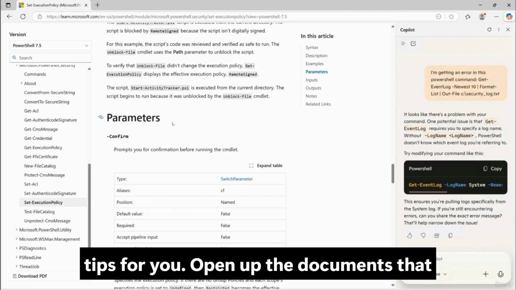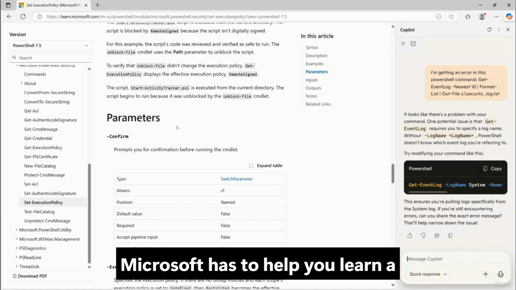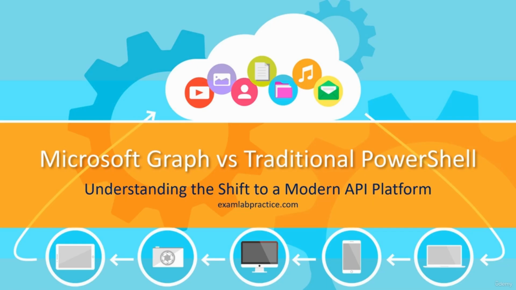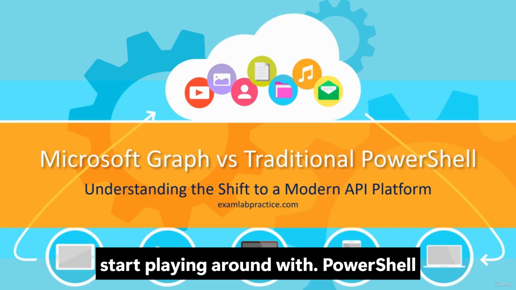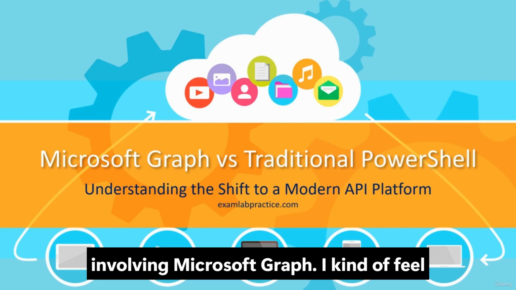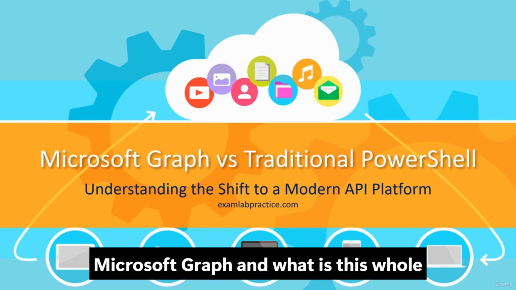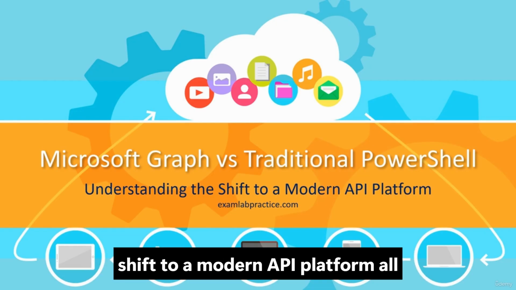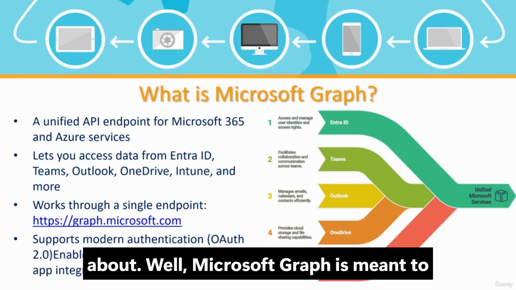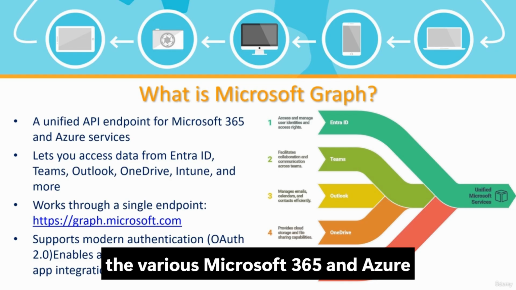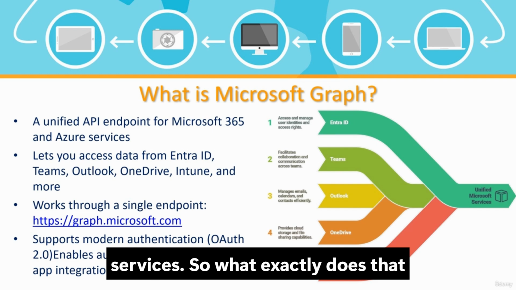Open up the documents that Microsoft has to help you learn a command, but also use AI to your advantage. Now, before you can really jump in and start playing around with PowerShell involving Microsoft Graph, I feel like it's important to understand what Microsoft Graph is and what this whole shift to a modern API platform is all about. Well, Microsoft Graph is meant to be a unified API endpoint for all the various Microsoft 365 and Azure services. So what exactly does that mean?